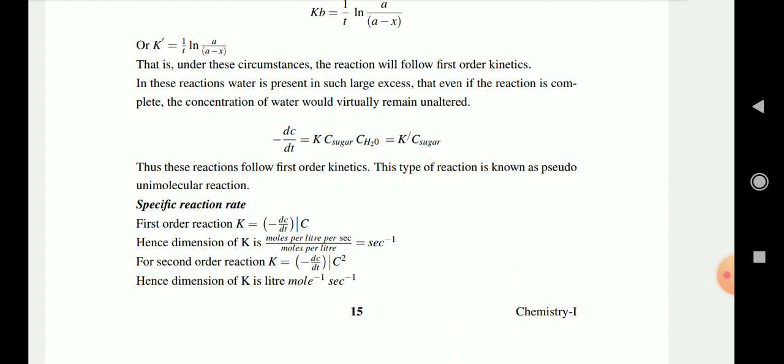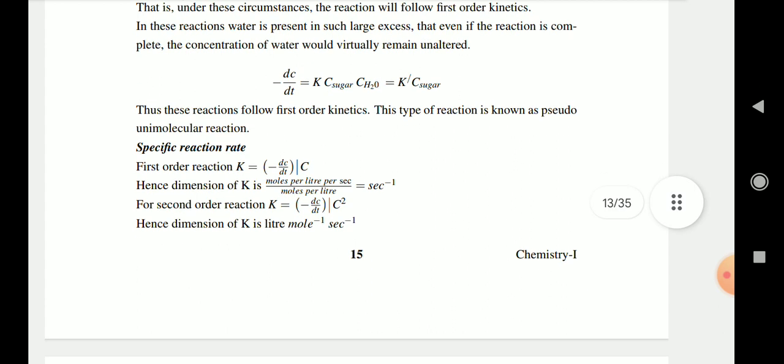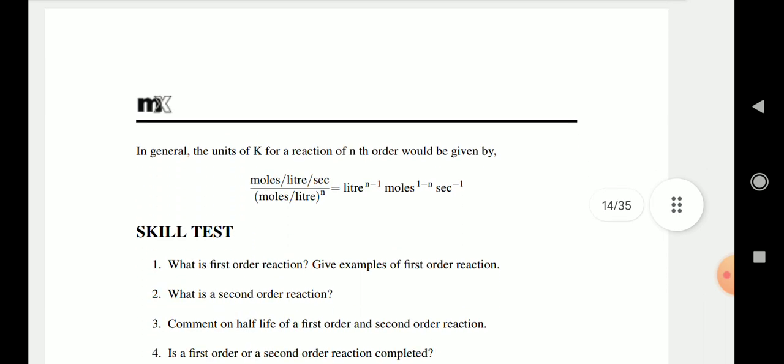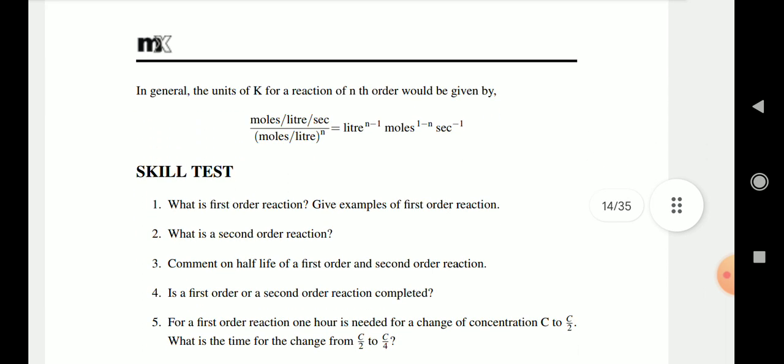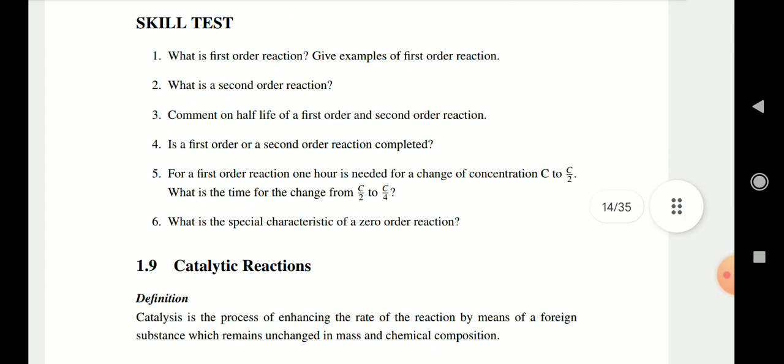Specific reaction rate for a first order reaction: k = minus dC/dt divided by C, hence the dimension of k is mole per liter per second upon moles per liter, that is second inverse. For a second order reaction, k = minus dC/dt divided by C squared, and the dimension of k is liter mole inverse second inverse. In general, the units of k for a reaction of nth order would be given by moles liter second upon (moles liter) to the power n, which equals liters to the power n minus 1, moles to the power 1 minus n, second inverse.